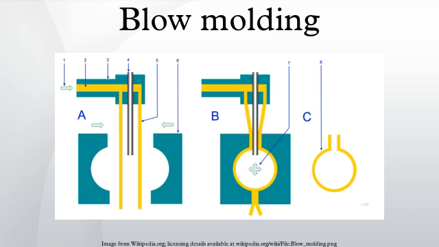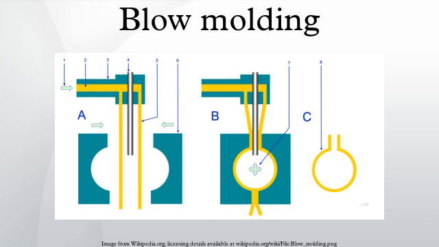Blow molding is a manufacturing process by which hollow plastic parts are formed. In general, there are three main types of blow molding: extrusion blow molding, injection blow molding, and injection stretch blow molding. The blow molding process begins with melting down the plastic and forming it into a parison, or in the case of injection and injection stretch blow molding, a preform.